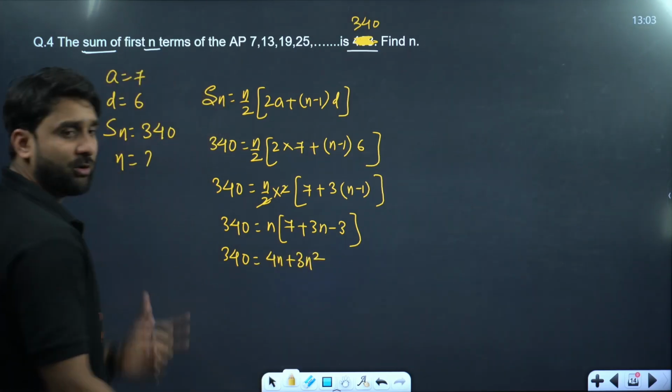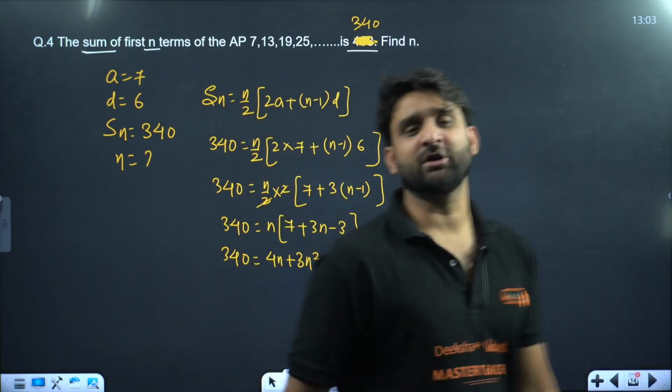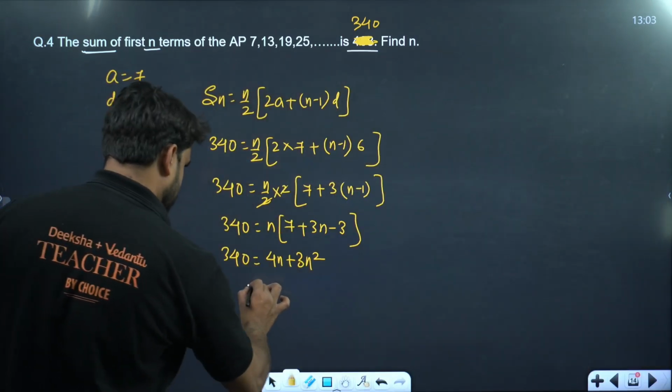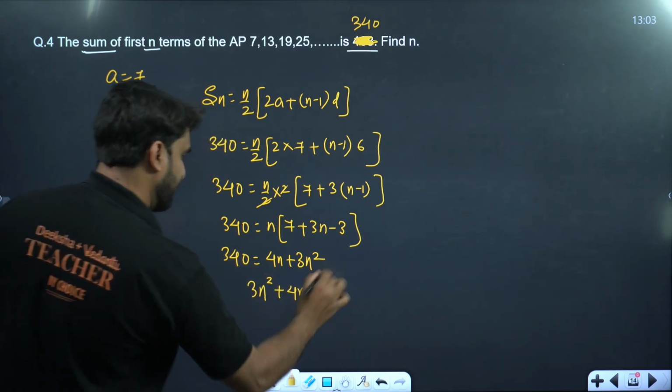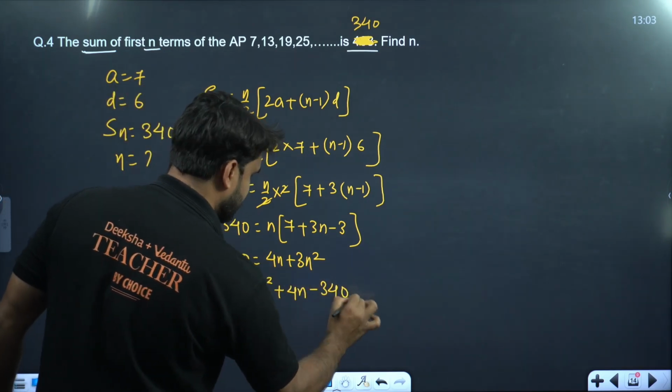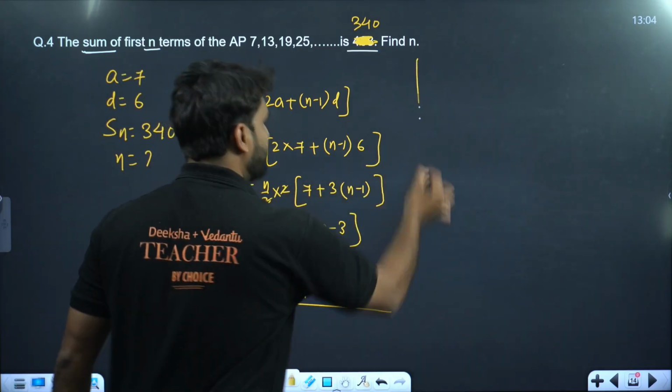Wow, we have a quadratic equation in terms of n. So this can be modified as 3n square plus 4n, 340 will go there, and this will become negative. So we have a quadratic equation. Now solve the quadratic equation.